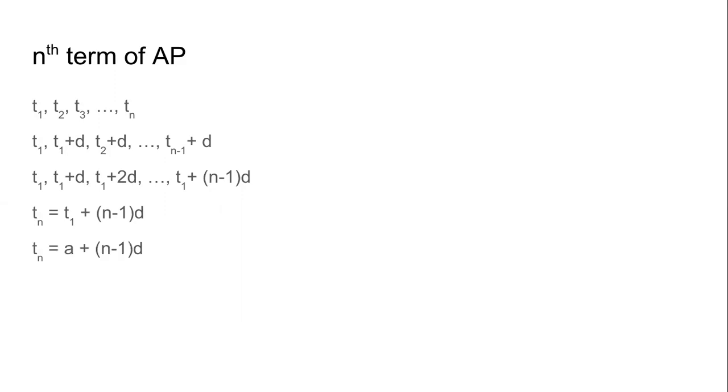When we simplified it further, when we wrote all the terms with respect to the first term, we realized that it is actually T1, T1 plus D, T1 plus 2D, and it continues till T1 plus n minus 1 into D. From here, we got the formula that the nth term of the arithmetic progression can be calculated as Tn equals T1 plus n minus 1 into D. And because T1 is also written as A, the same nth term can also be written in terms of A, which will look like this: A plus n minus 1 into D.